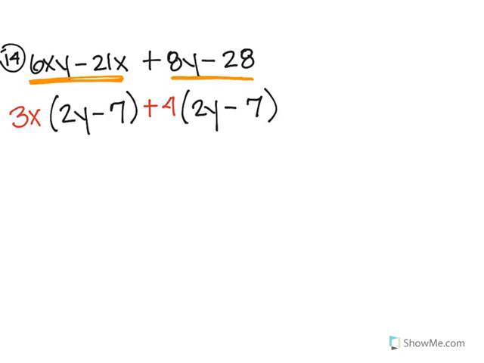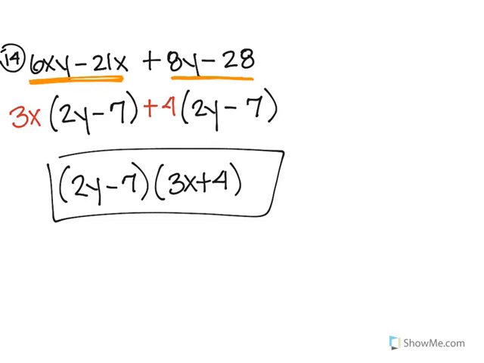Now, do you see your parentheses match? Do y'all see they match? So one of your parentheses has to be the 2Y minus 7, and the other parenthesis got to say what? Very good. 3X plus 4. Do y'all see that? Y'all still okay? Okay. We're going to do one more, so I'm not staying too long on grouping.